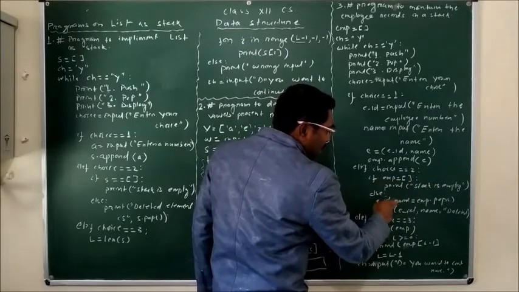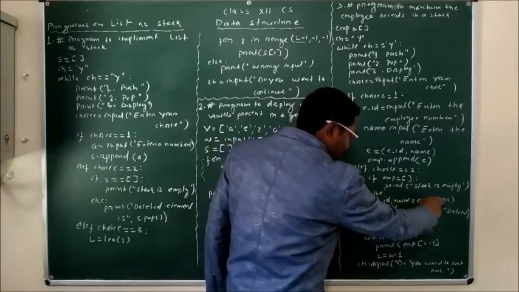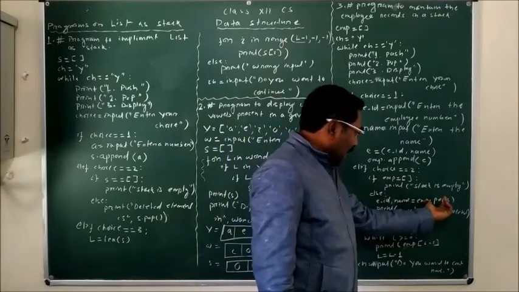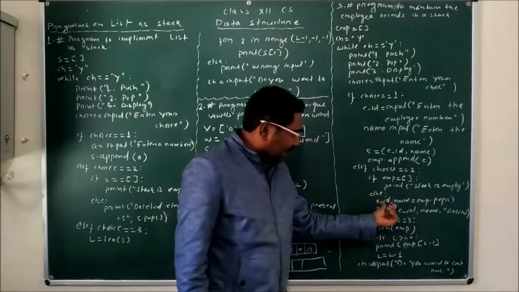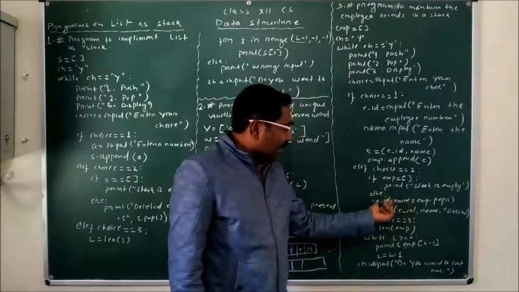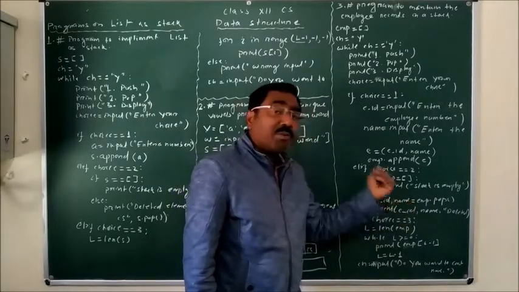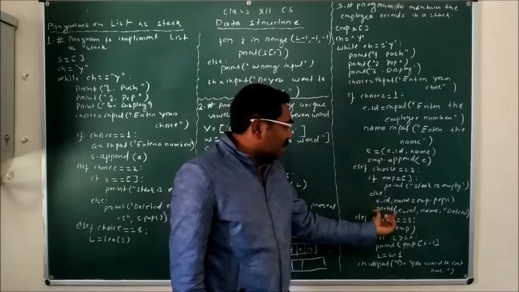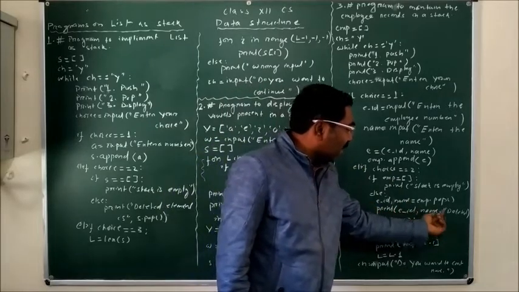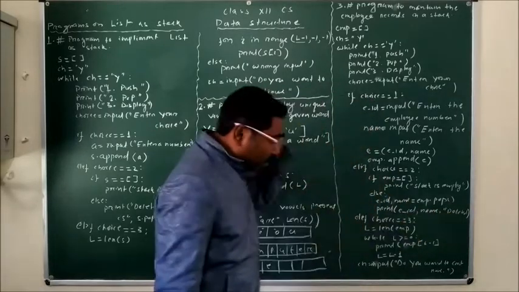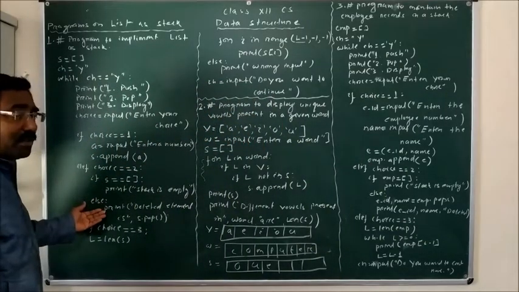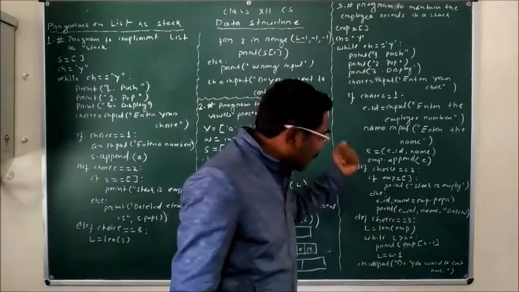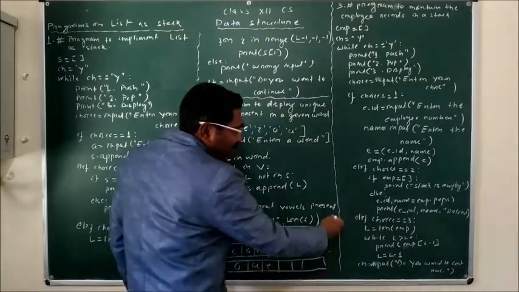Else EID comma ename is equal to emp.pop. So the values are retrieved or popped from the employee and stored in EID and name. The EID will be stored in EID, the name will be stored in the name. Then it will display print EID comma name deleted. Both these are deleted. Same thing happens here. Here you have to display one value deleted. Here you have to display two values deleted. The elif statement is also the same.